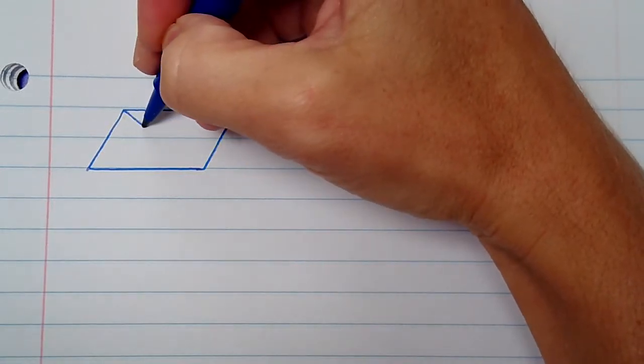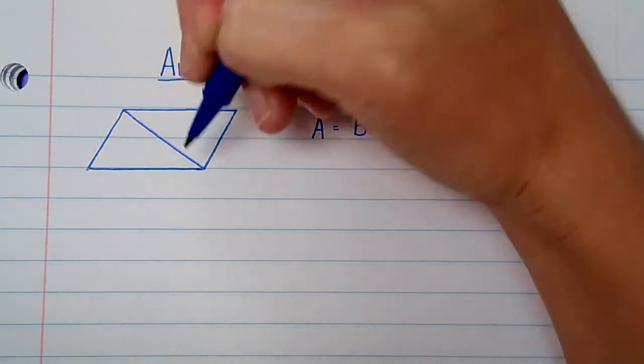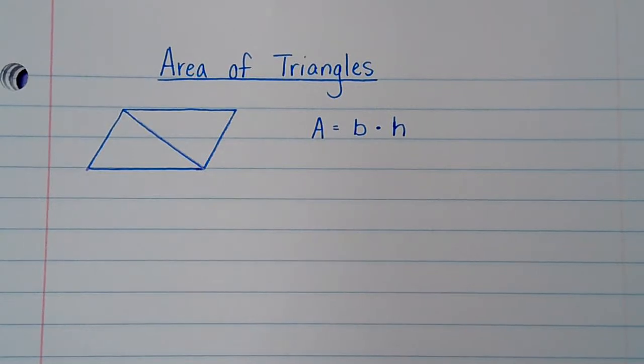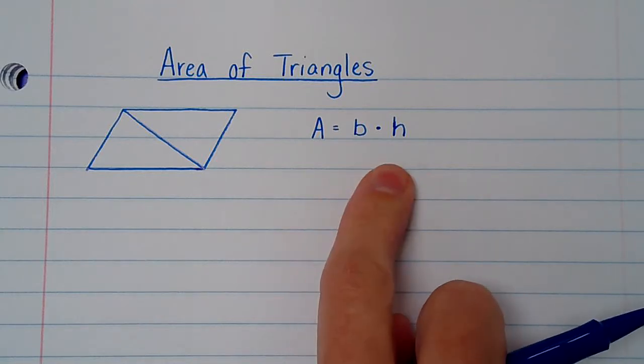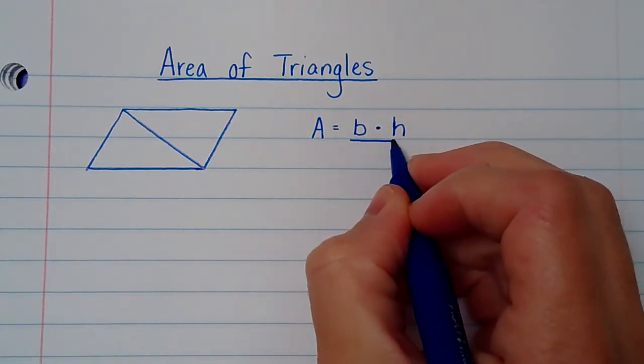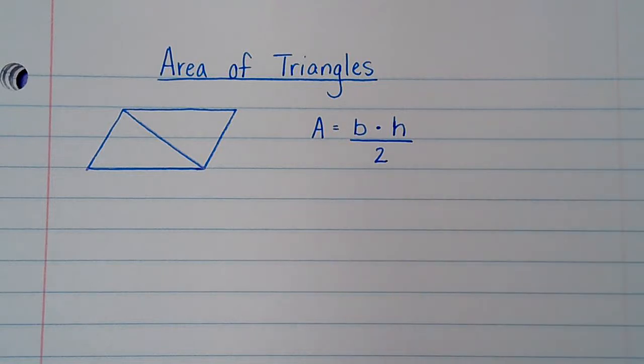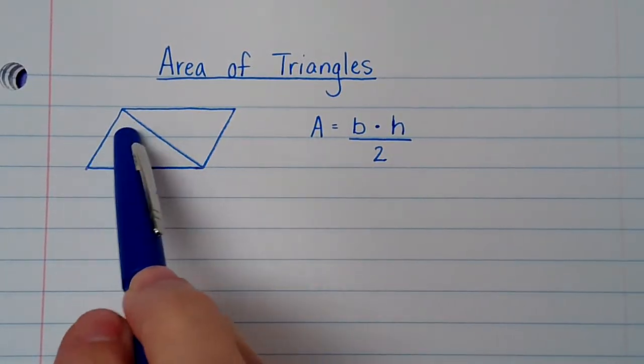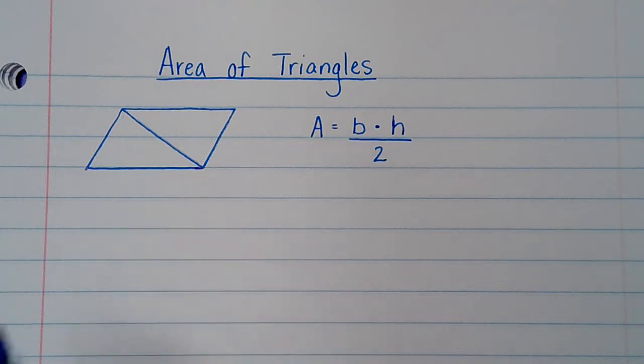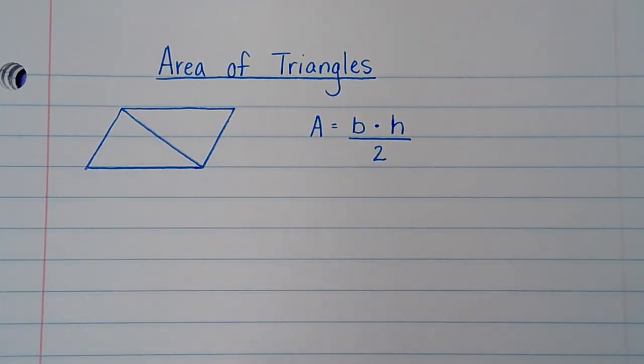If I cut this parallelogram in half, obviously it forms a triangle. So the formula for area of a triangle is base times height divided by 2. Okay? Because you're taking a parallelogram and you're cutting it in half. Anytime you cut something in half, you're dividing it by 2. So now I've got a triangle right here. Used to be a parallelogram, so it used to be base times height, but now I'm dividing it by 2 to form this triangle right here.